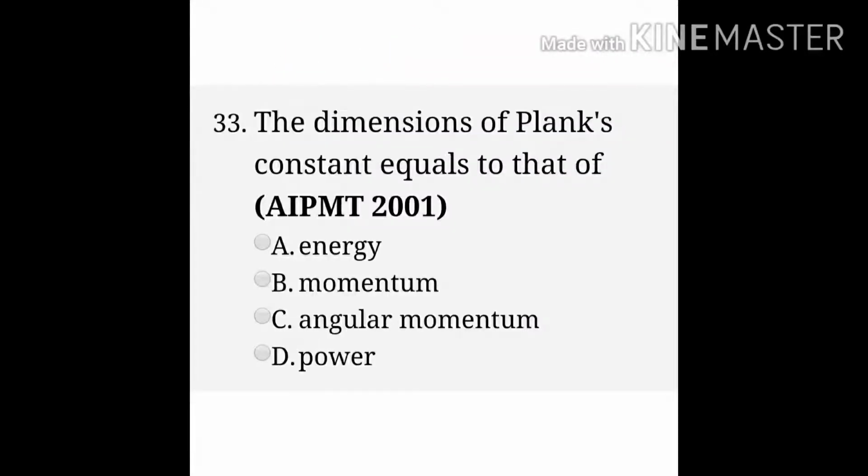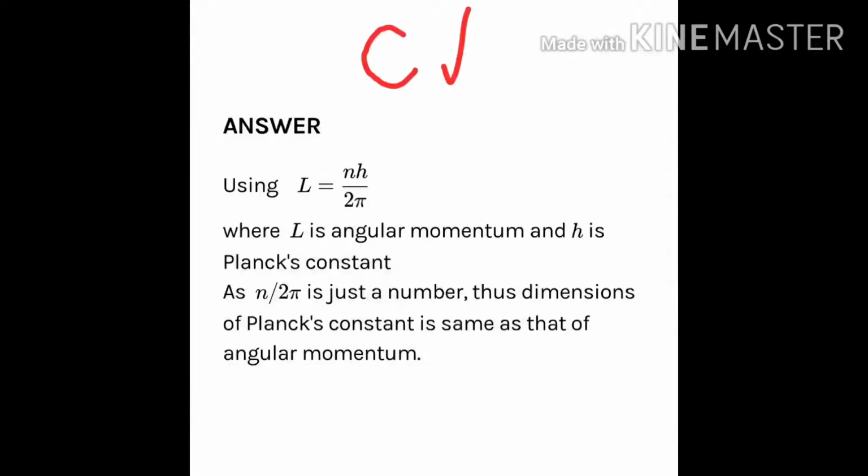Question number 33. The dimensions of Planck's constant equal to that of option A, energy; option B, momentum; option C, angular momentum; option D, power. The correct option for question number 33 is C. Using the formula L is equal to nh by 2 pi, here L is angular momentum and h is Planck's constant. You know n by 2 pi is just a number. So we get L is equal to h only. So from this formula we know Planck's constant is the same as that of angular momentum.